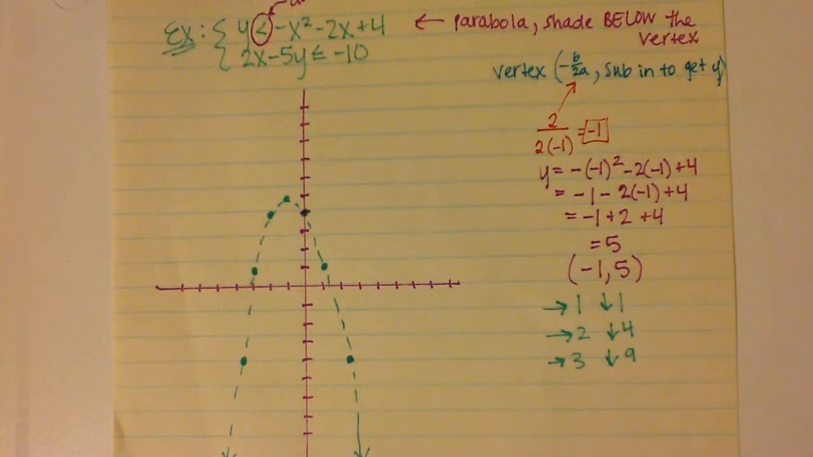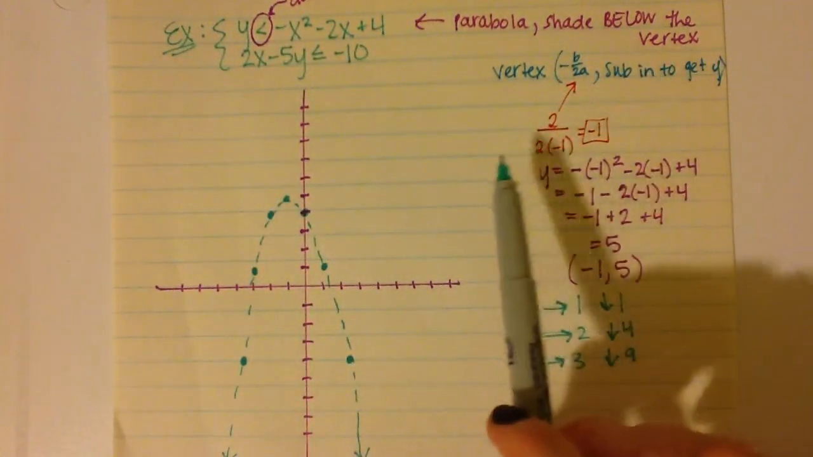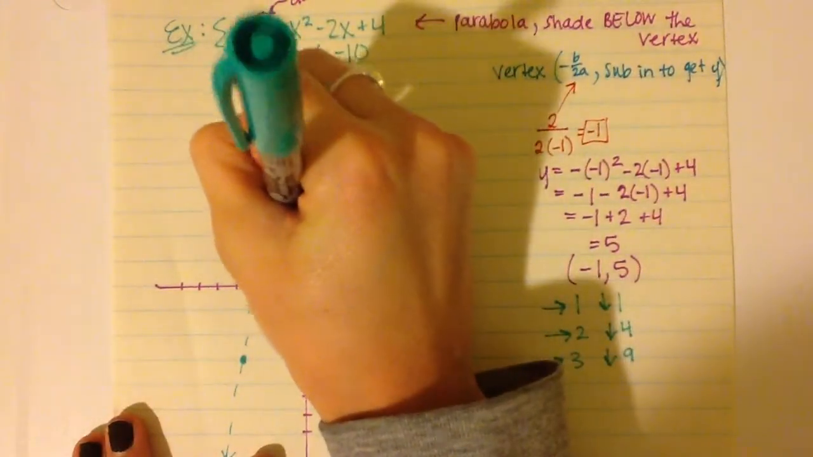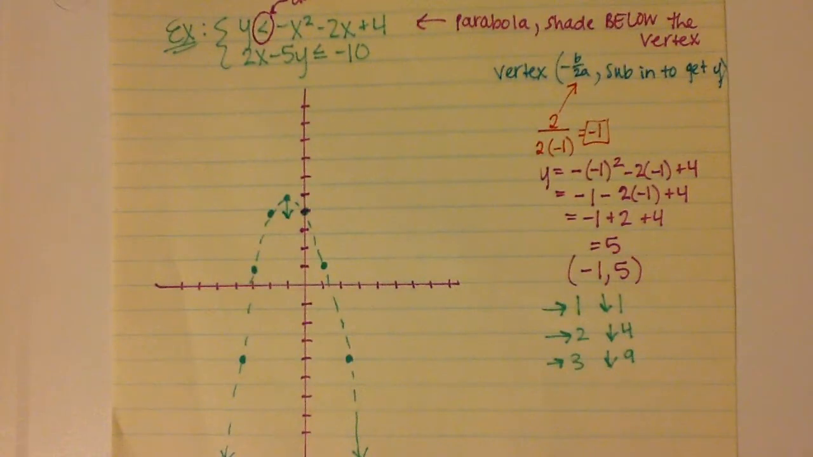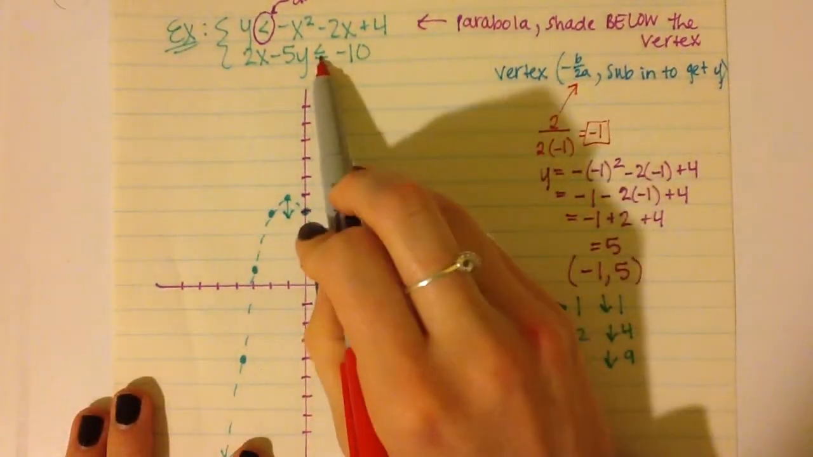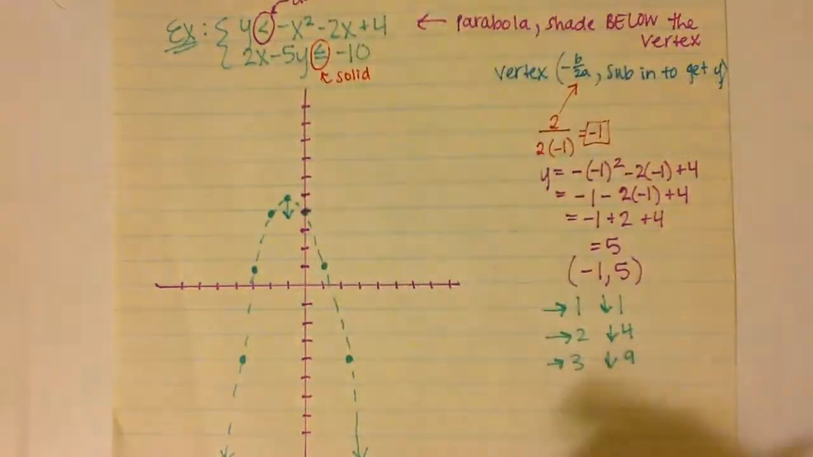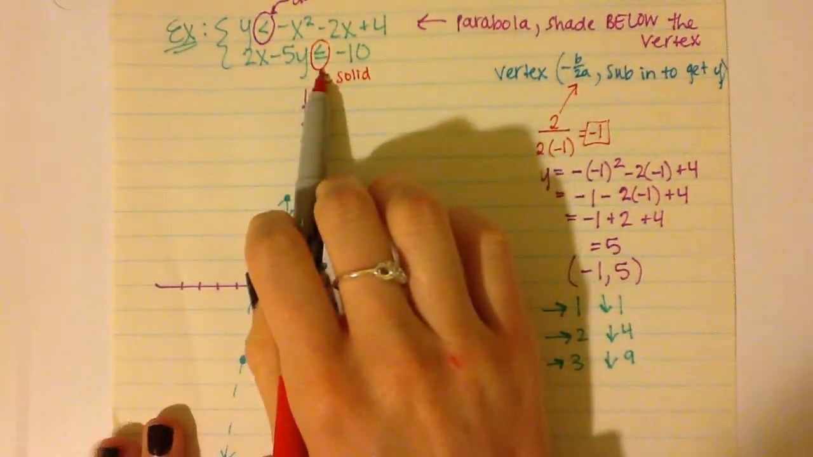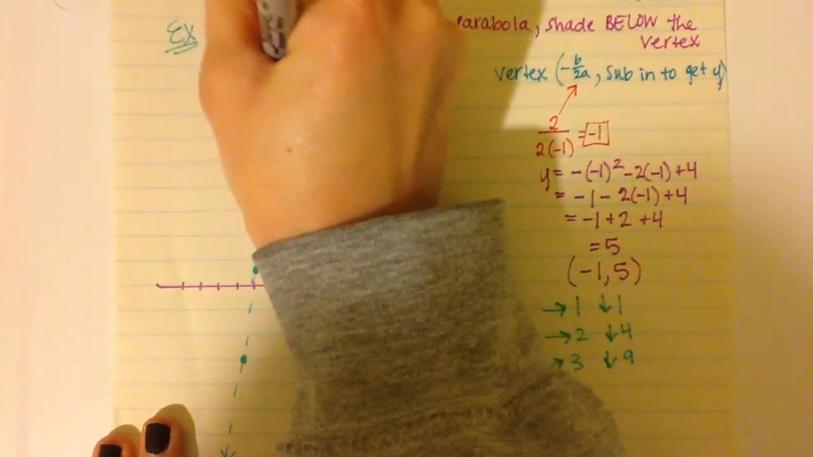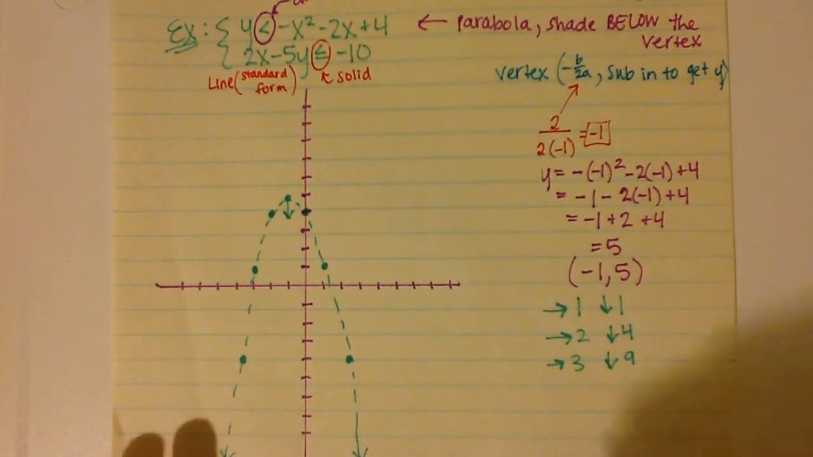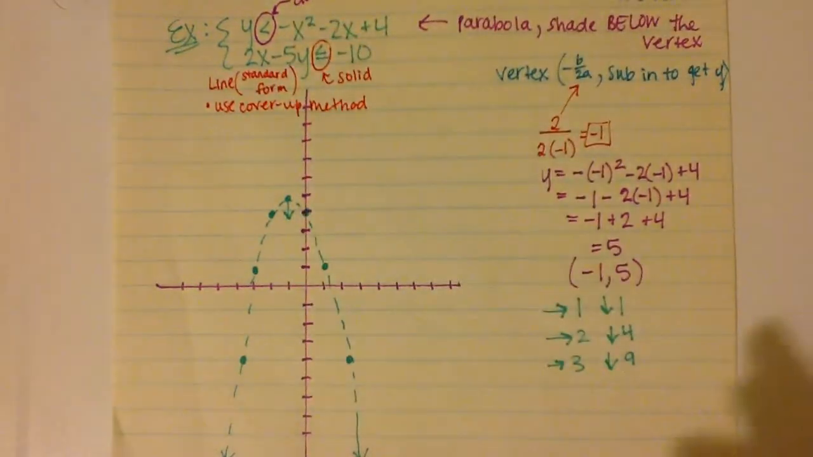So next, we have to decide where we're going to shade. So we said that since it's less than, we're going to shade below the vertex. So if this is our vertex, we're going to shade below. So I'm going to put a little arrow showing that we're going to shade below the vertex. Alright, so next we got to find our line. So, first thing, we have less than or equal to. So just looking at that, we know it's going to be a solid. And this is a line in standard form. When we have a line in standard form, that's when we use the cover-up method. So let's go ahead and do that.